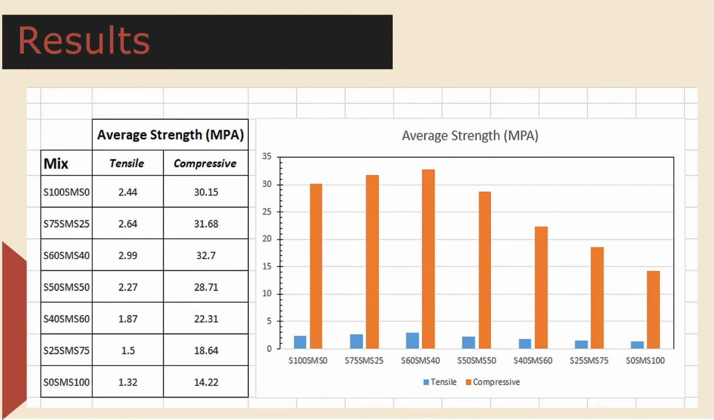As you can see, the strength increased and the maximum strength was achieved on the third mix, where 40% of fine aggregate was steel mill scale. After that, strength started decreasing. So that's the best mix to use.